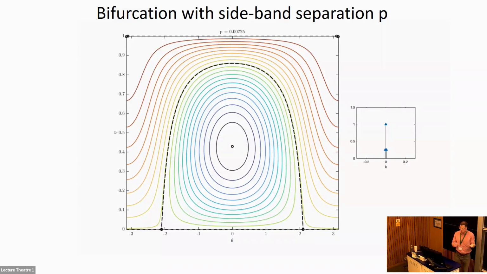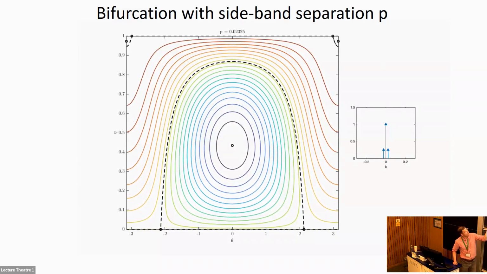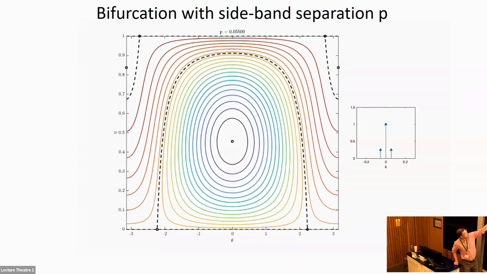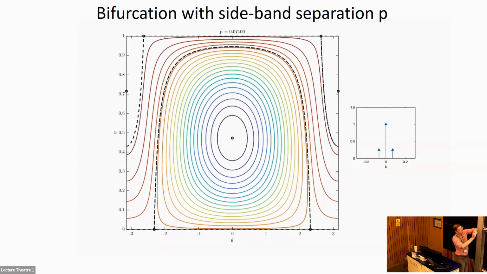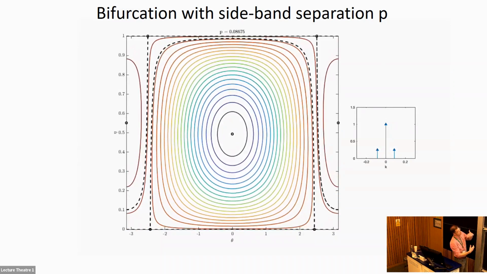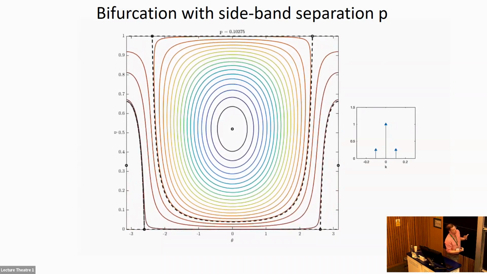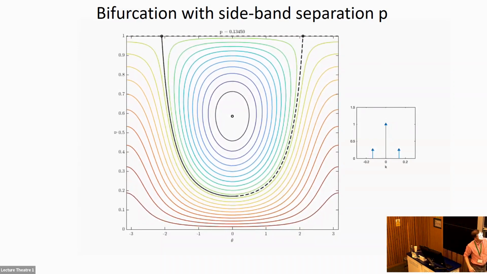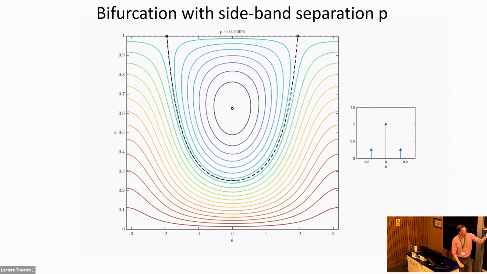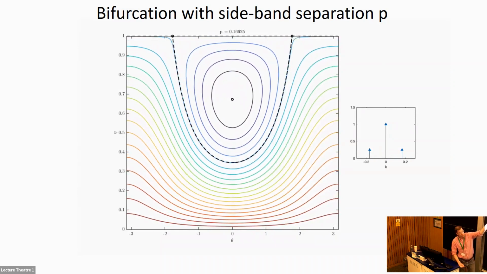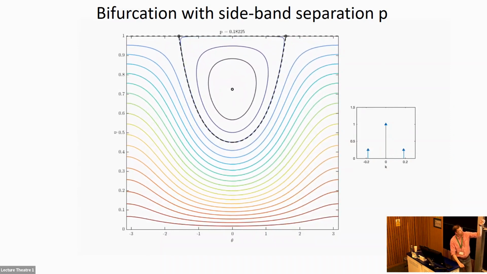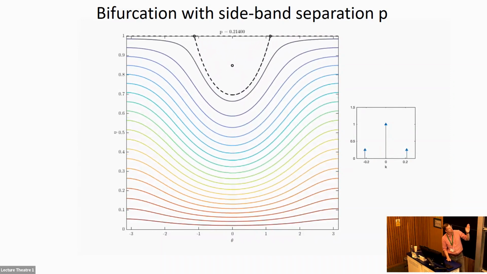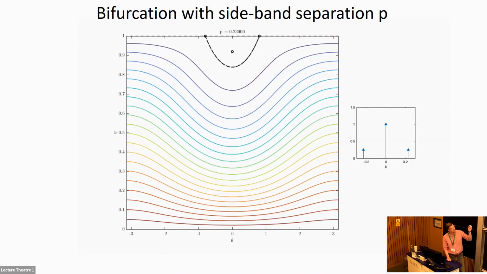And you can look at bifurcation, say, with regards to a separation distance P. Here in the inset, there are the sidebands, and you can see how things change as the sidebands move further and further apart. Got some nice bifurcations going on here. Then finally, as the sidebands are separating more and more, these two fixed points at the top are going to get closer and closer together, finally going to coalesce and disappear.